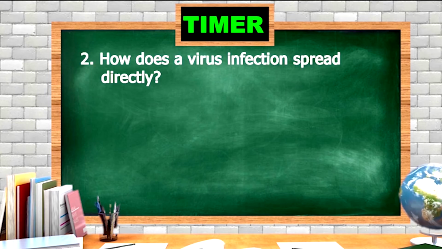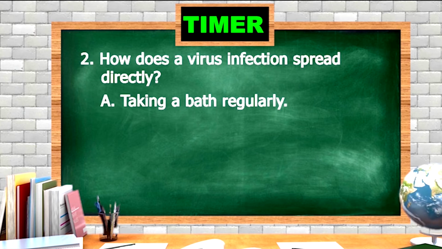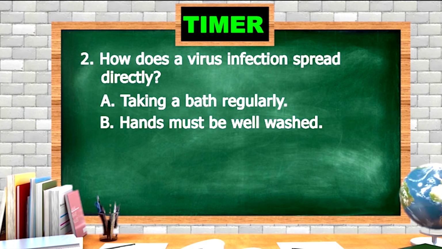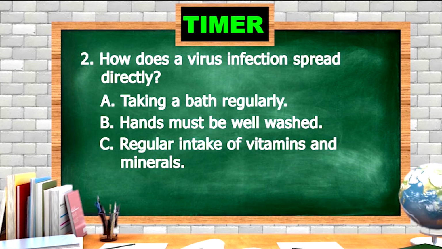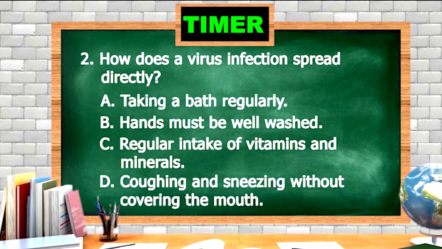Number 2. How does a virus infection spread directly? A. Taking a bath regularly. B. Hands must be well washed. C. Regular intake of vitamins and minerals. D. Coughing and sneezing without covering the mouth.